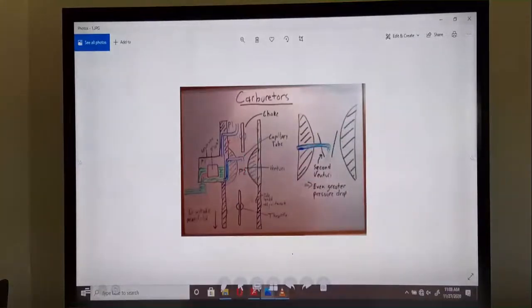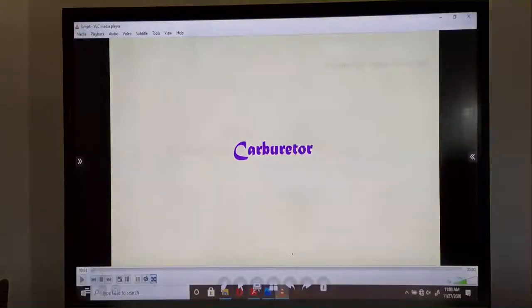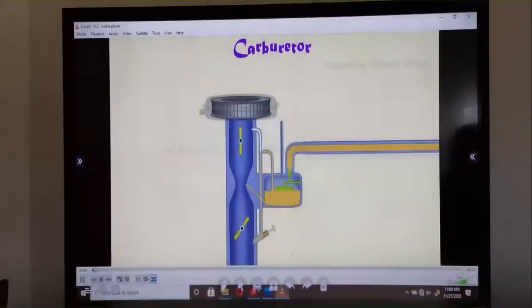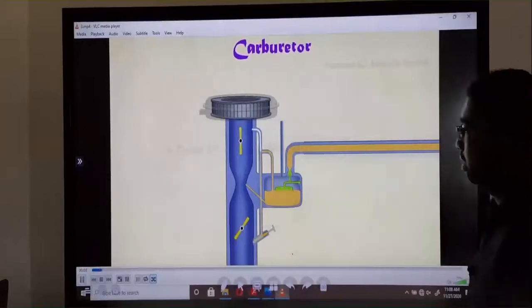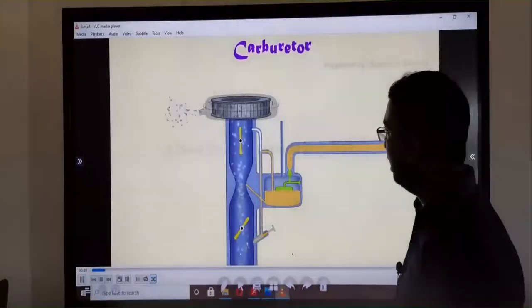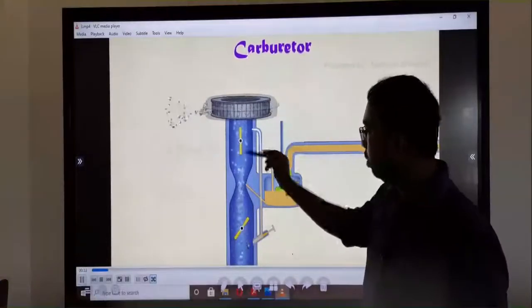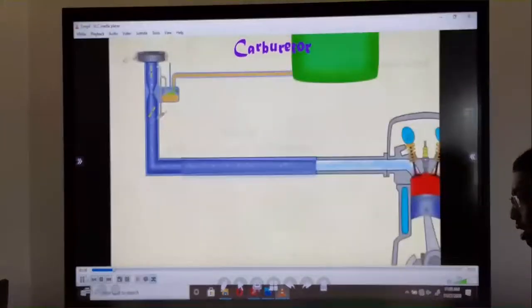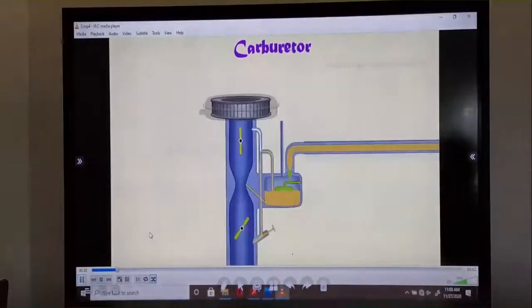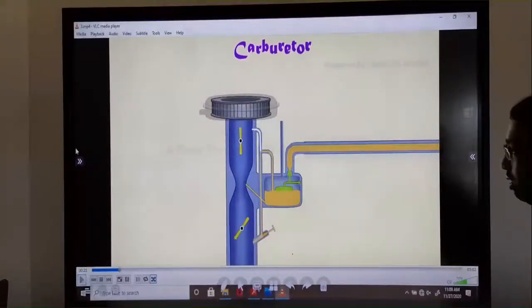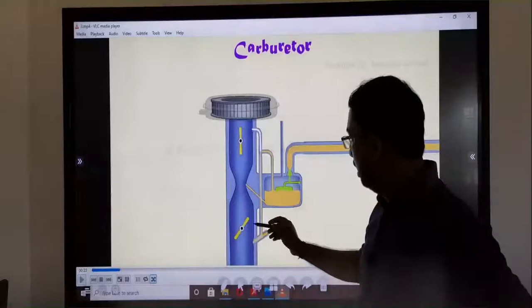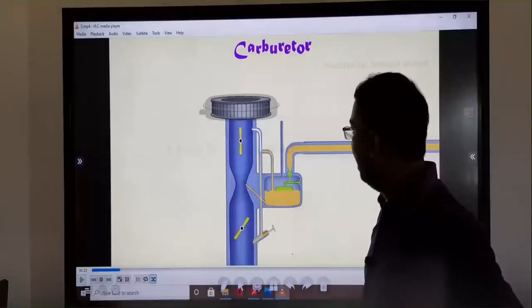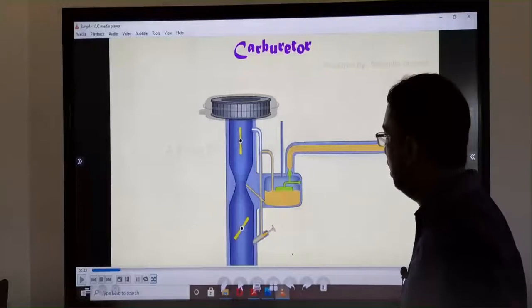Now let's see the animation. This is the air filter. Here is the choke, and here is the throttle valve. We can see another condition here.